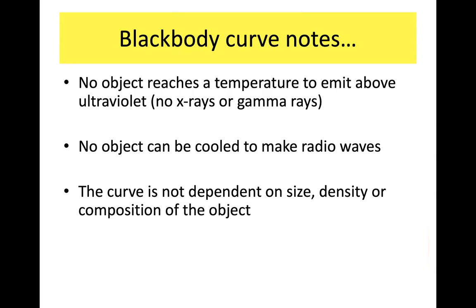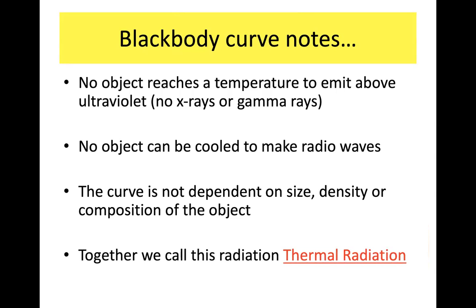Remember, what the object is made of has nothing to do with the curve, not how much of the stuff you have, nor what it's made of. The only thing that the curve is dependent upon is the temperature of the object itself. All this together, we call it thermal radiation. It makes sense because we're talking about heating objects up. As we heat the object up, it starts to emit radiation, and where it will emit the radiation depends upon how hot it is. If it's only heated up a little bit, it will only give off infrared radiation. You heat it up a bunch, eventually it could give off ultraviolet radiation.